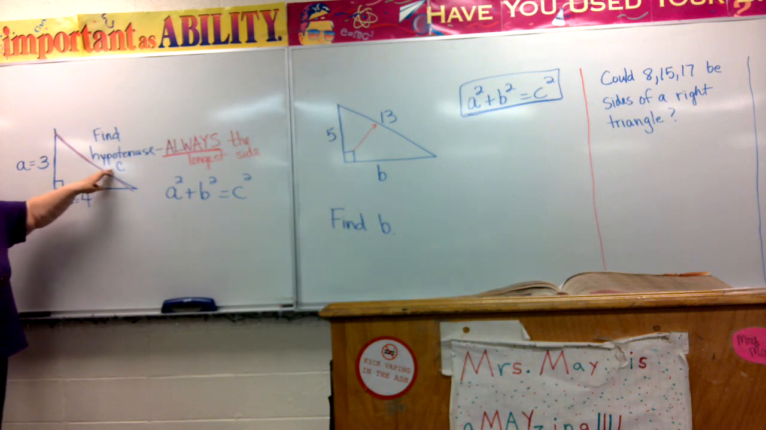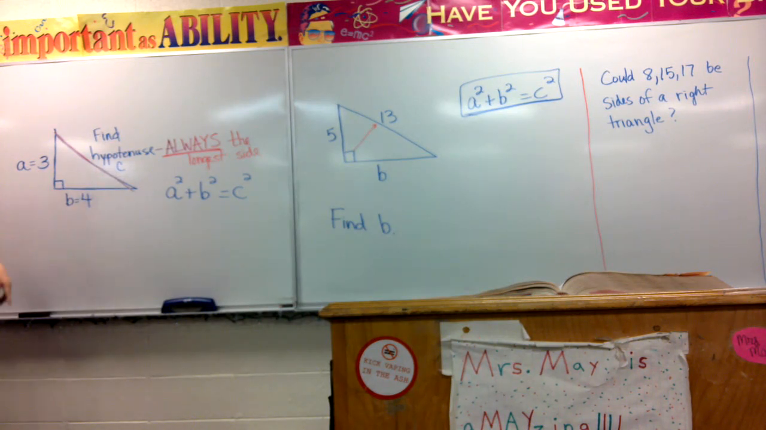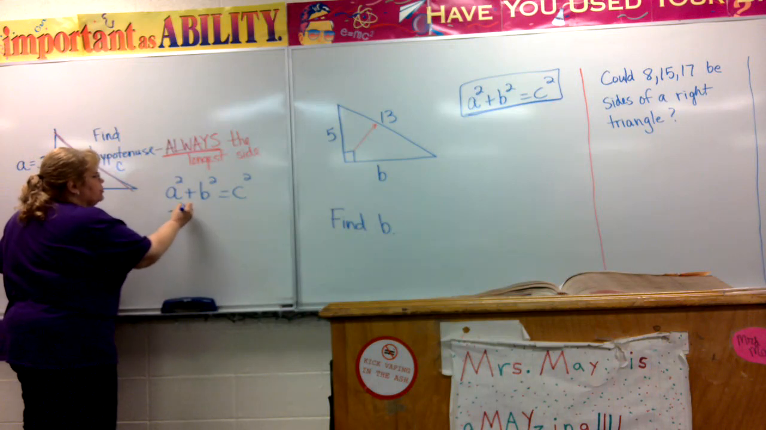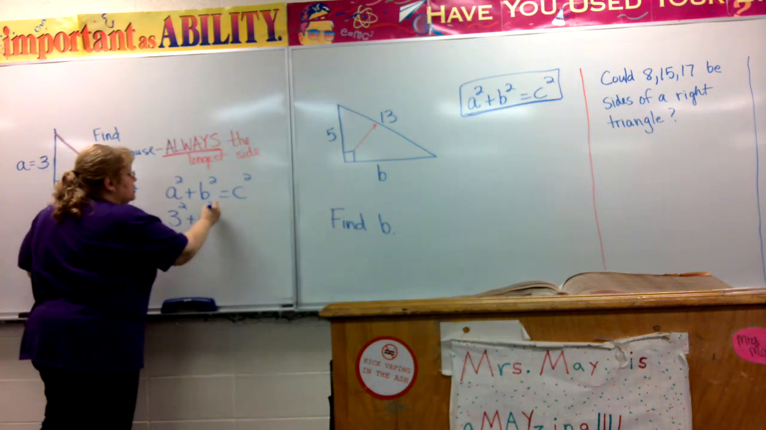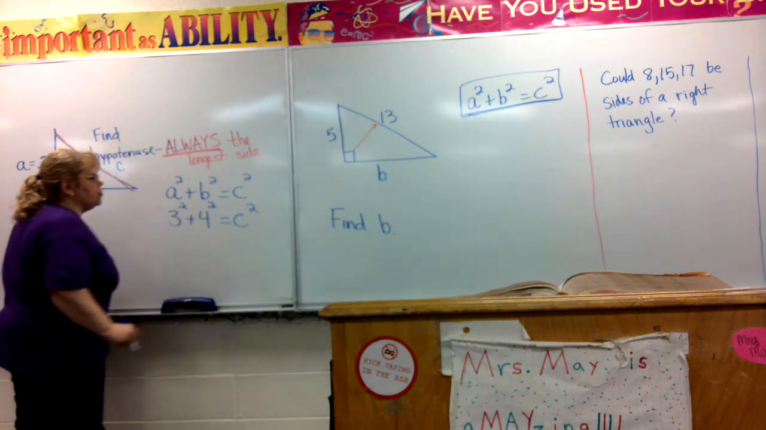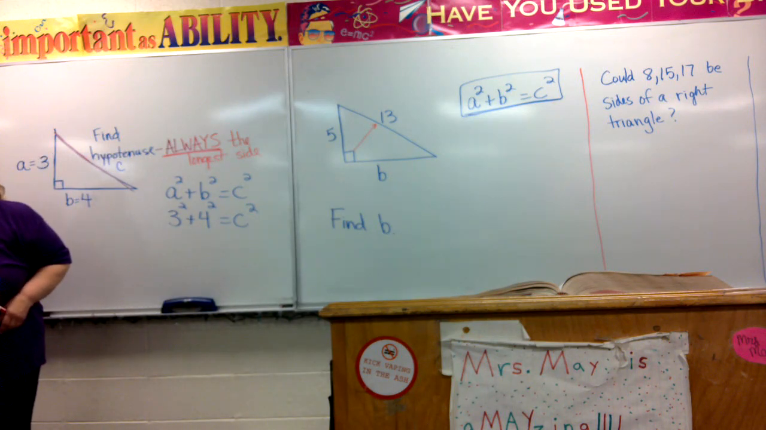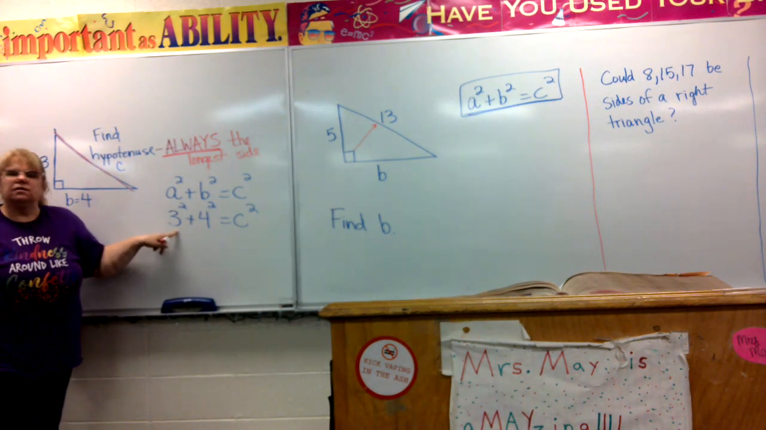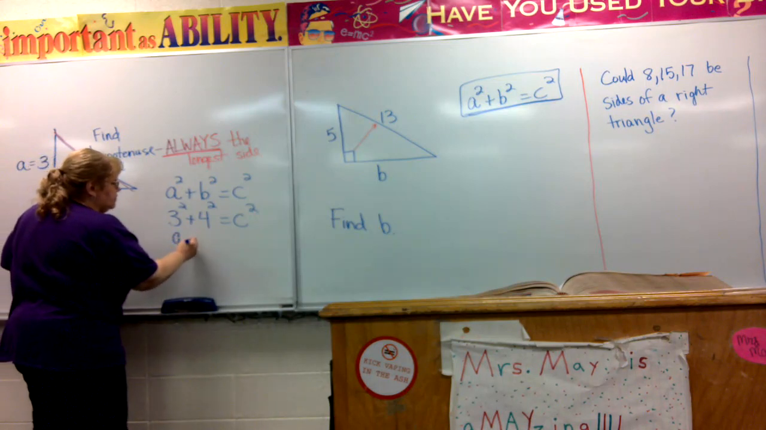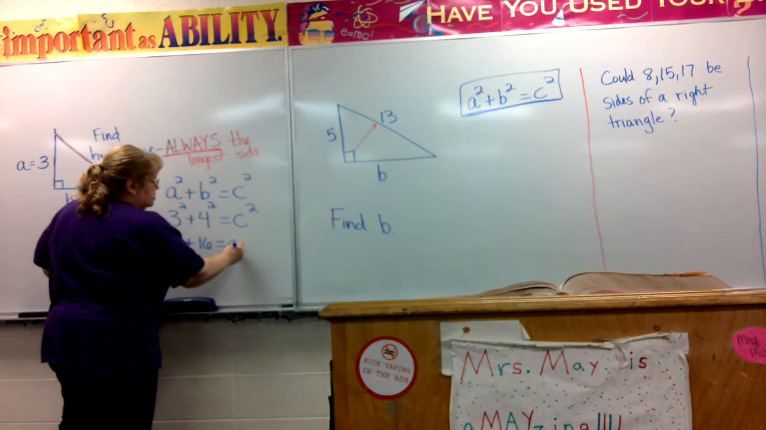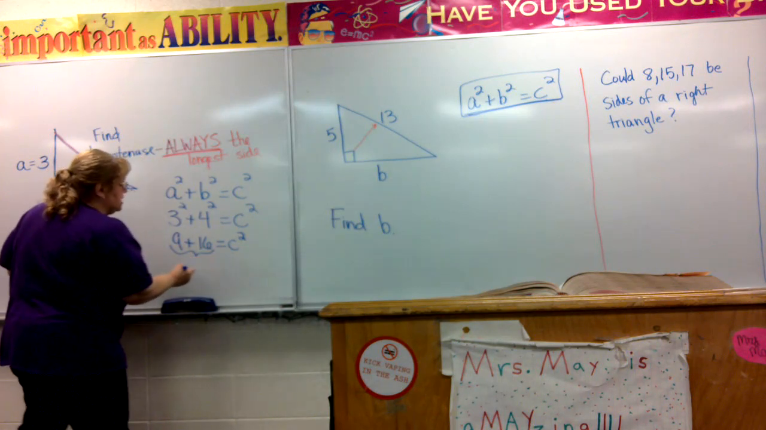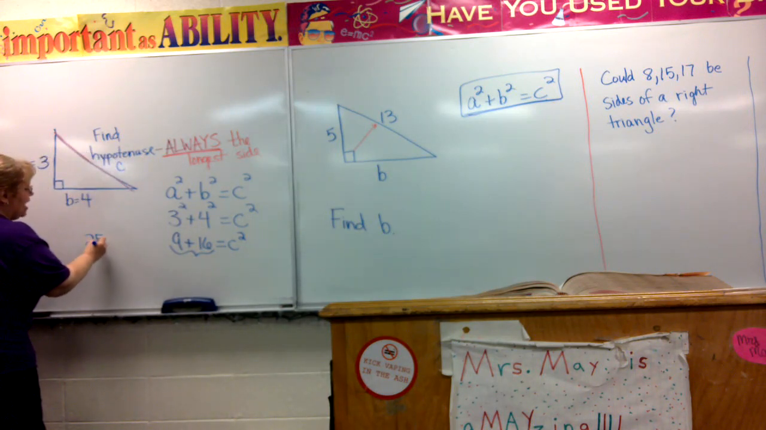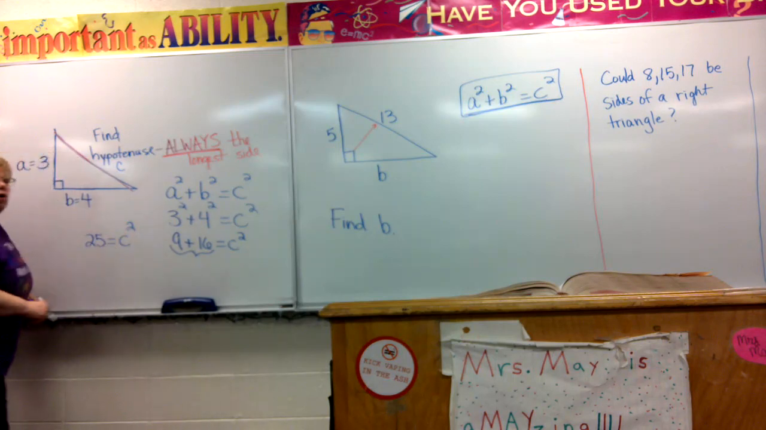So if we're supposed to find the hypotenuse, I have a and b. A is 3, so 3 squared, plus b is 4 squared, equals c squared. And you should be able to work that out then, right? What's 3 squared? 9. What's 4 squared? 16. And if you add those two together, 25. You get 25 equals c squared.